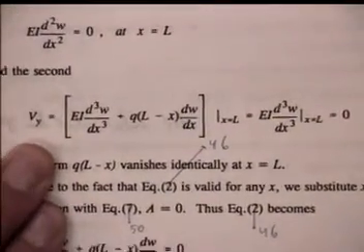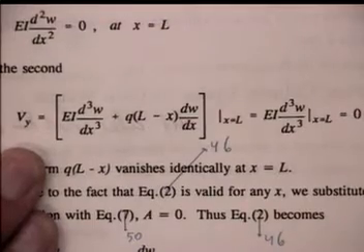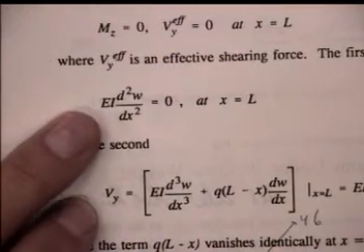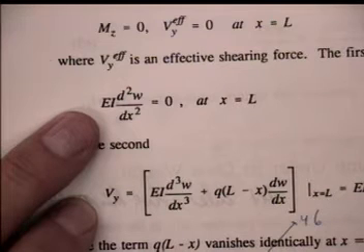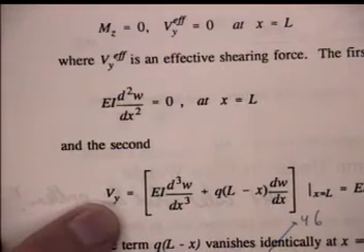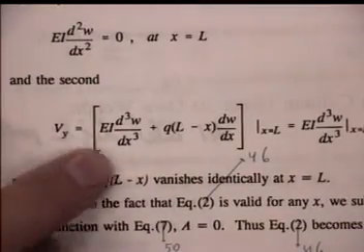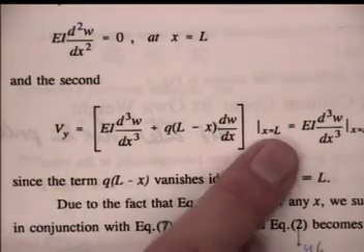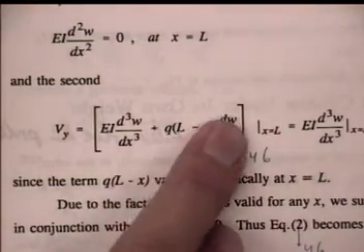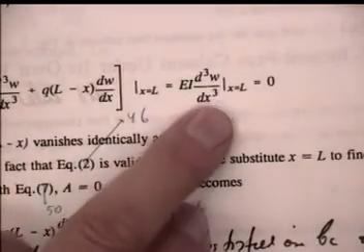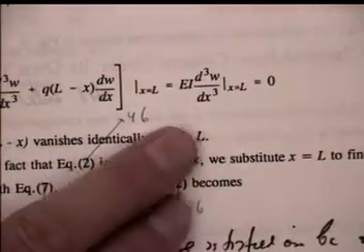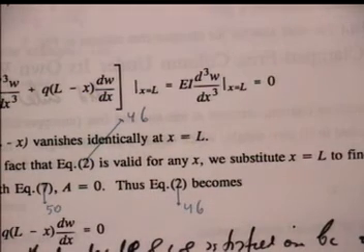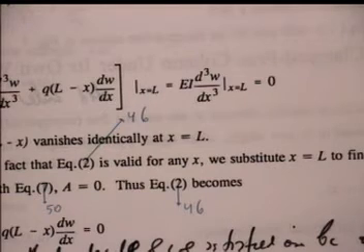oh, I should increase actually. EI times the second derivative, the bending moment, of course, equals 0 at the top, because there is no moment applied there. And here that is a shearing force, and shearing force equals EI d3w/dx cubed, and then there is this term that should be evaluated at x equals L, but at x equals L, this term vanishes. So just the shear force. So effective shear force equals the shear force. Okay?